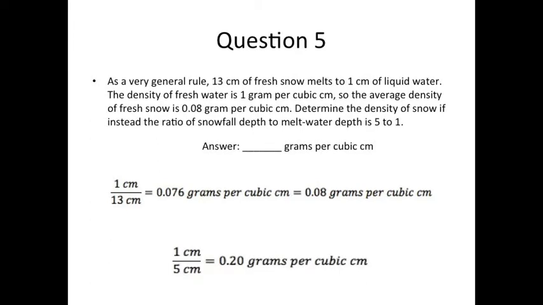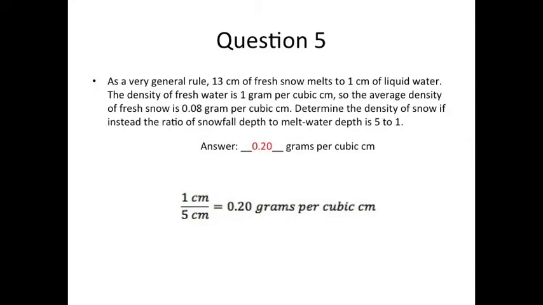We were given a ratio of 5 to 1, so divide 1 by 5. This gives you 0.20 grams per cubic centimeters. So you would answer this question 0.20 grams per cubic centimeters. Remember to always divide the ratio.